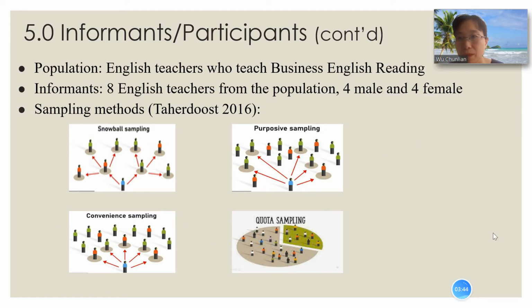Next, we will talk about informants. My population is English teachers who teach business English reading. I will select 8 English teachers from the population, 4 male and 4 female. We have learned 4 sampling methods in class. Compared with these 4 methods, I will choose purposive sampling in my research.